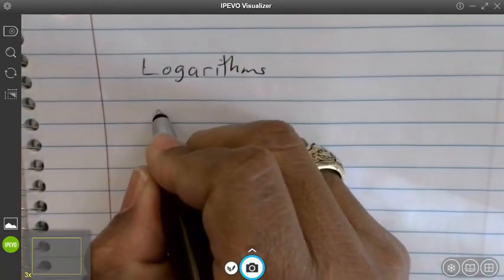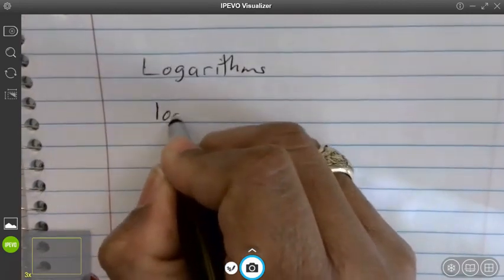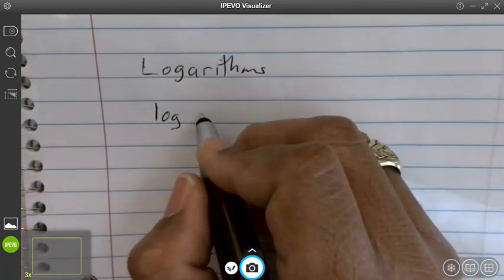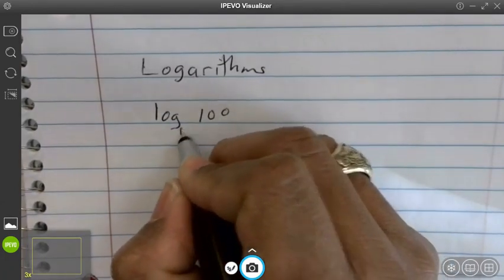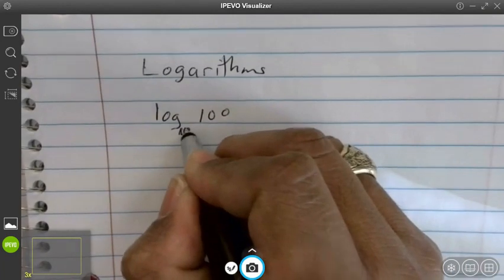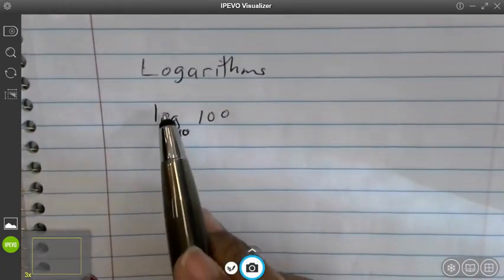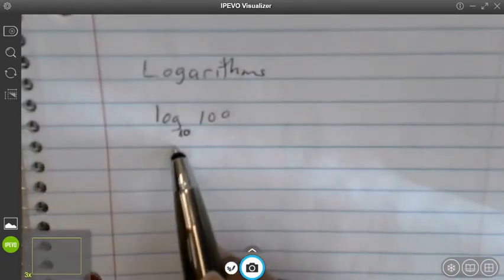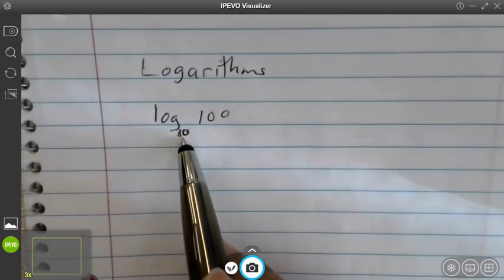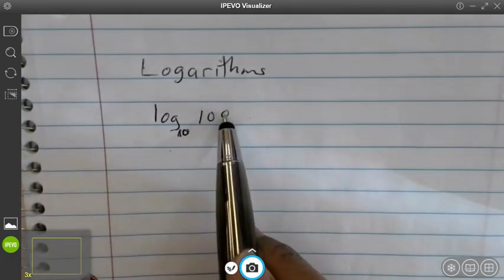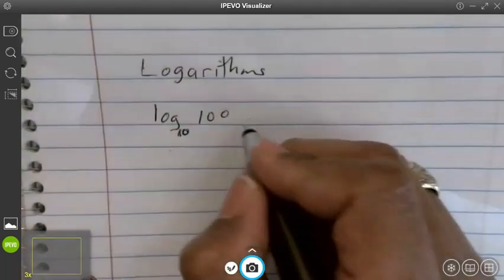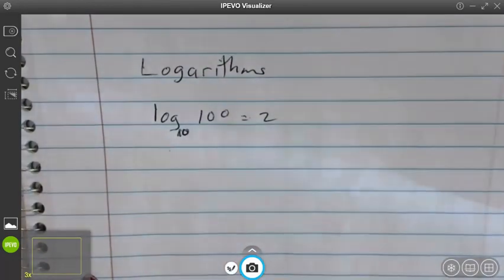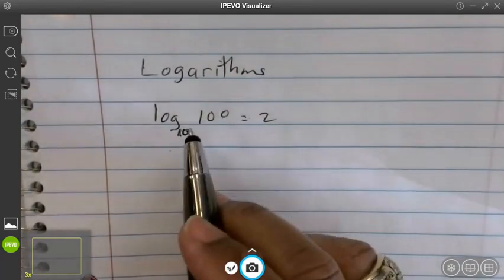So if I have the log of 100 base 10, this is how you say it: log of 100 base 10. The small number here is the base. All we're trying to find out is 10 to what power gives you 100? That would be 2. So log of 100 base 10 is 2, because 10 to the second power is 100.